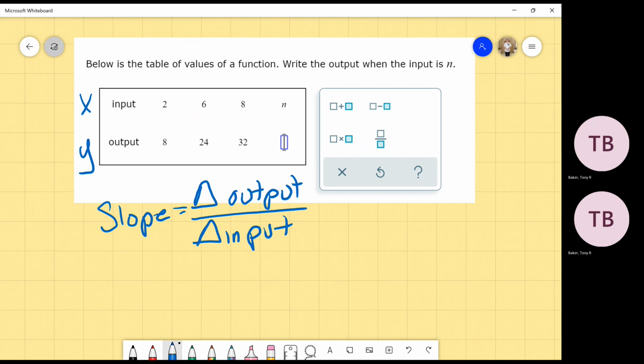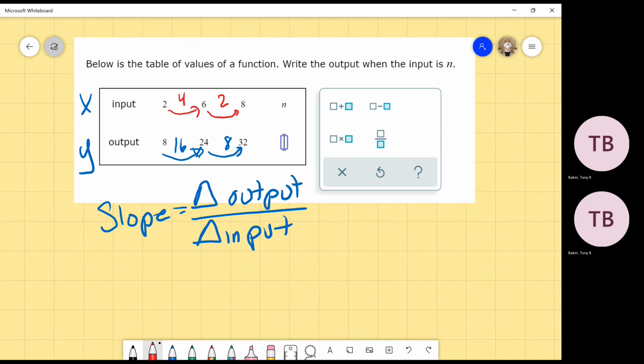All right, so now we're looking for the change. So we're going to look for how far it is changing from 8 to 24. So it's 24 minus 8. That's 16. What's 32 minus 24? 8. Now we're going to do the same thing up top. What's 6 minus 2? 4. 8 minus 6 is 2. So we've got our change. Are they the same? No. So they don't look the same yet.